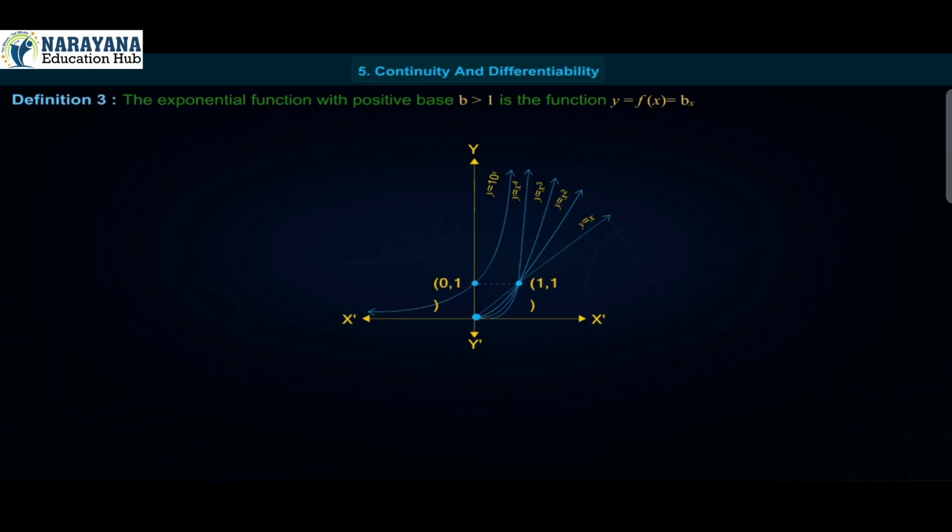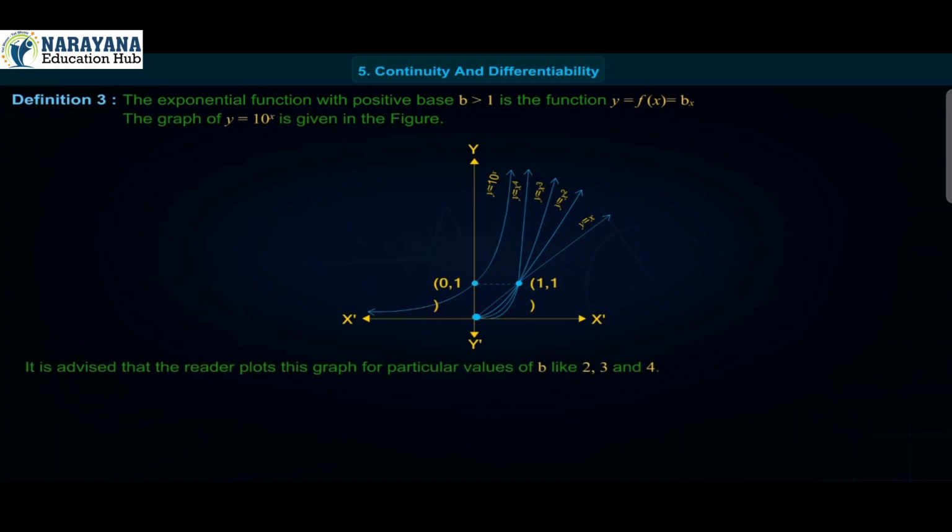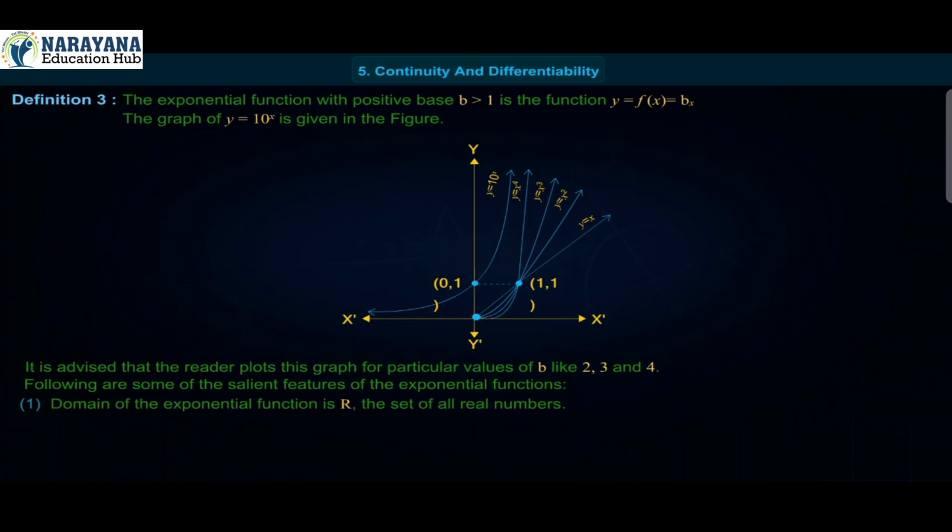Definition 3. The exponential function with positive base b greater than 1 is the function y is equal to f of x is equal to b raised to x. The graph of y is equal to 10 raised to x is given in the figure. It is advised that the reader plots this graph for particular values of b like 2, 3 and 4. Following are some of the salient features of the exponential functions. Number 1.